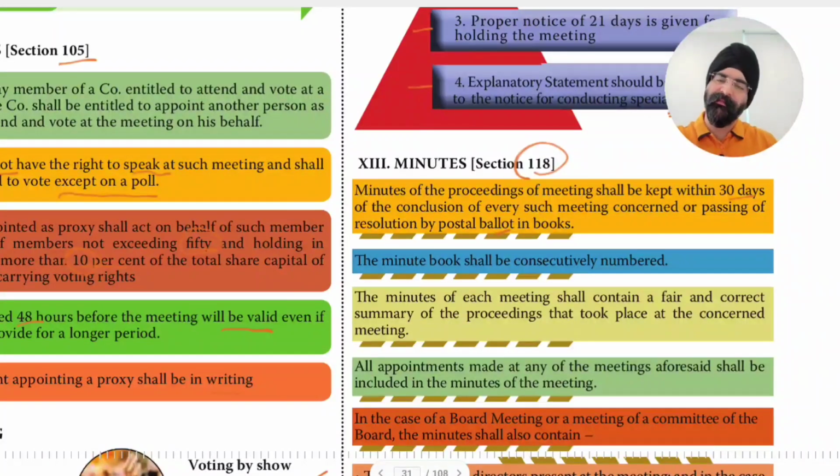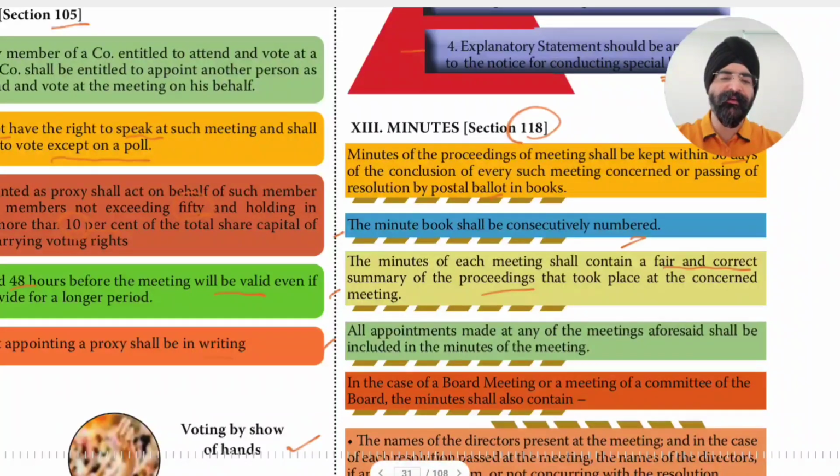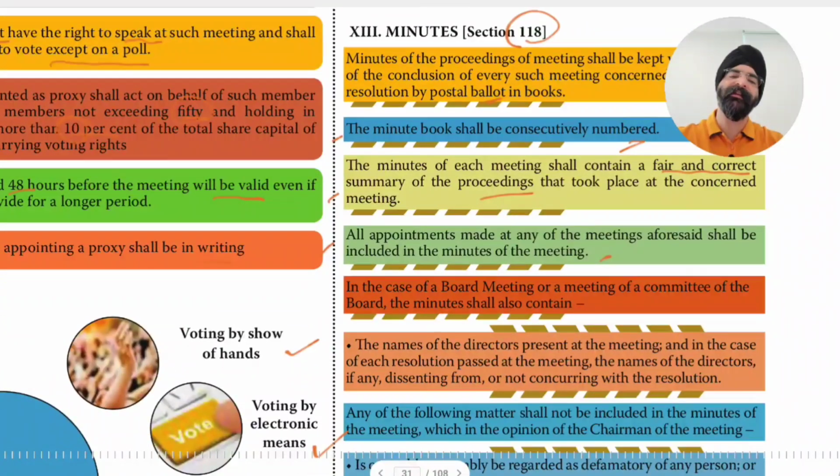And if an actual meeting is done, then minutes have to be drafted within 30 days of the conclusion of the meeting. Minutes book shall be consecutively numbered. Minutes of each meeting shall contain a fair and correct summary of the proceedings that took place at the concerned meeting. All appointments made at any of the meetings aforesaid shall be included in the minutes of the meeting. Minutes will provide that these appointments were made in the meeting.